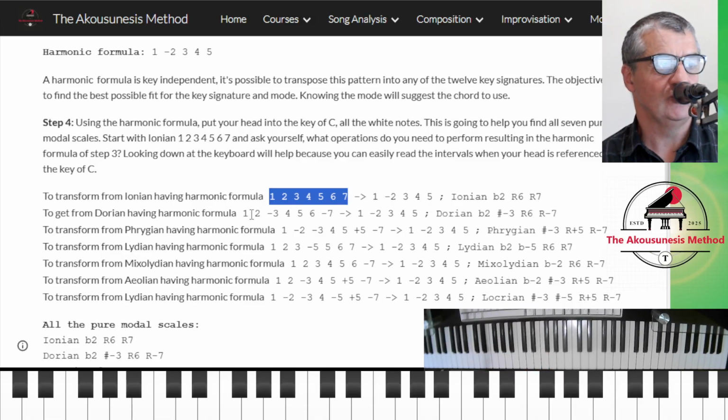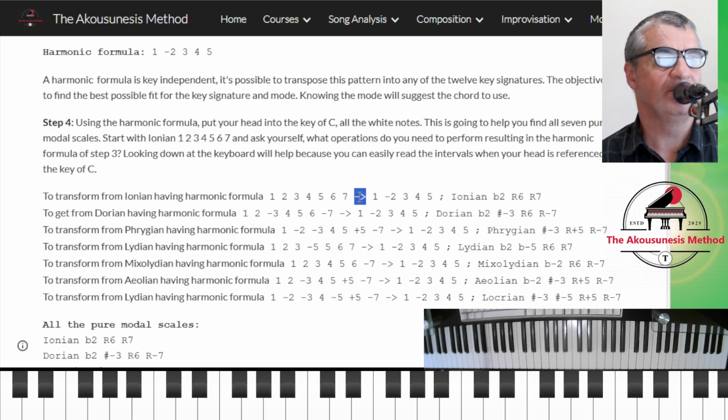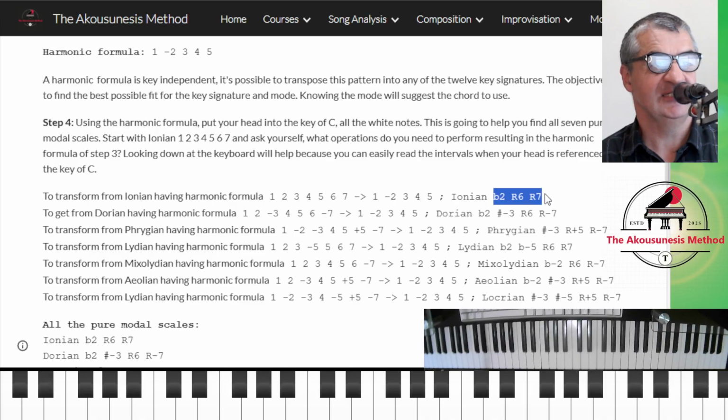What do we have to do with the Ionian? This is called a transform, right? To get it to here. So we're going to transform from that into that. So we're going to take the Ionian, right? And then we're going to apply some operations so we can result in this. And the way we're going to do it is just, we're going to look at both of them and just compare them.